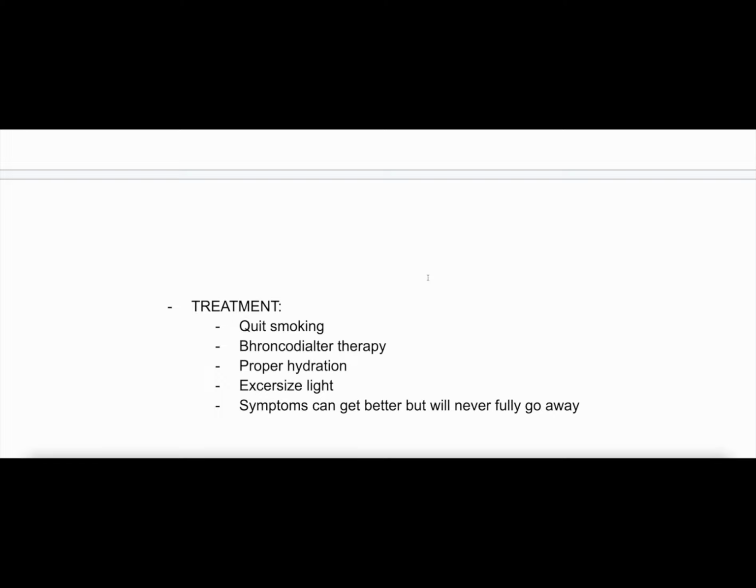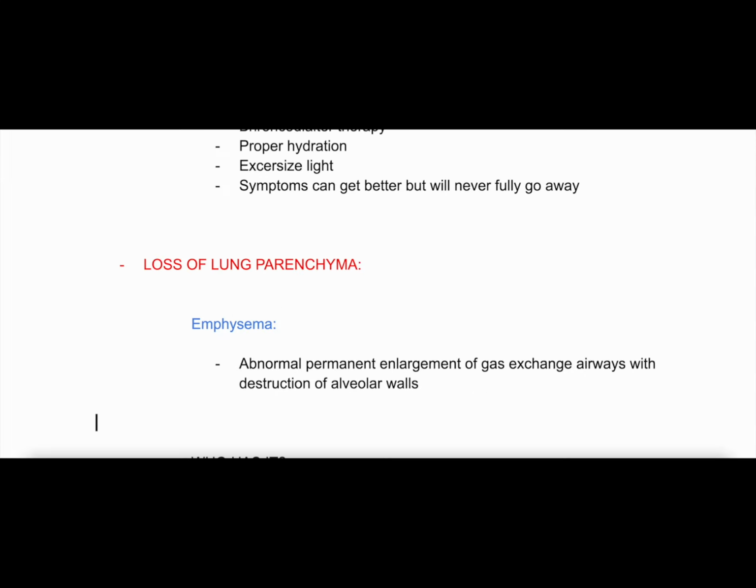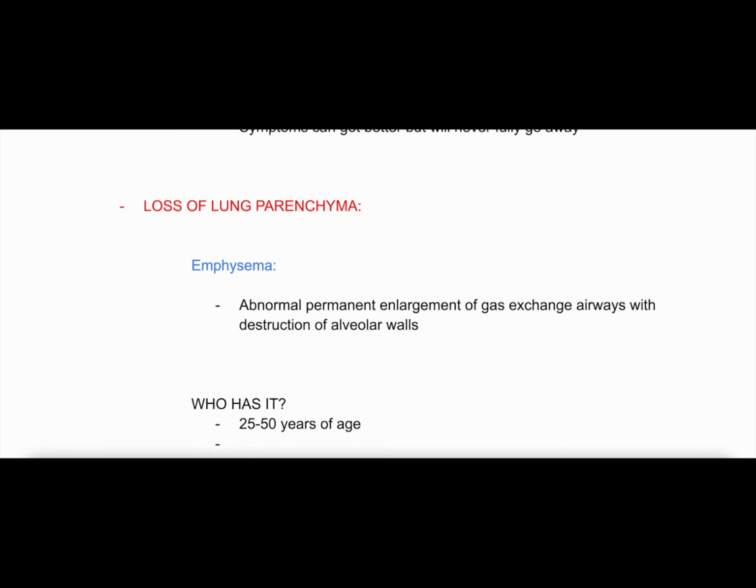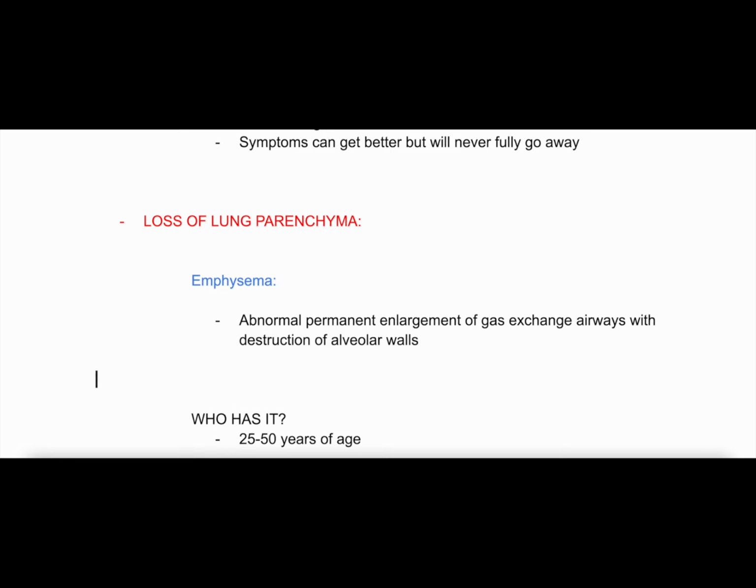It's irreversible. I kind of want to shift gears into loss of lung parenchyma. And the biggest one is emphysema. Now, emphysema, a permanent enlargement, which is abnormal, of your gas exchange airways. And what that does when your gas exchanges are enlarged, it destroys your alveolar walls. Usually people that have this are from the ages of 25 to 50 years old, and this is developed, so you can also get it after 50 years old.